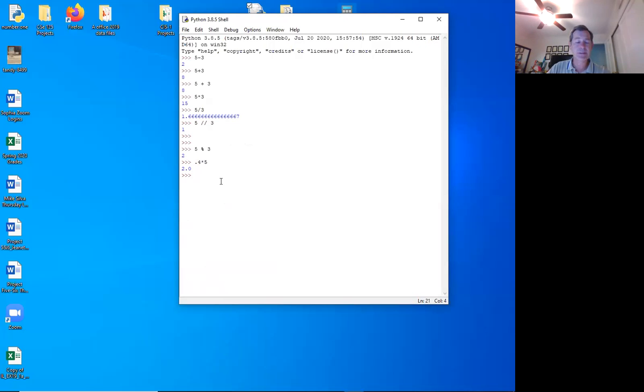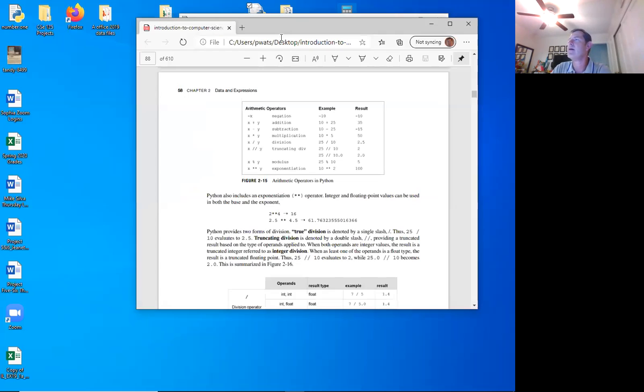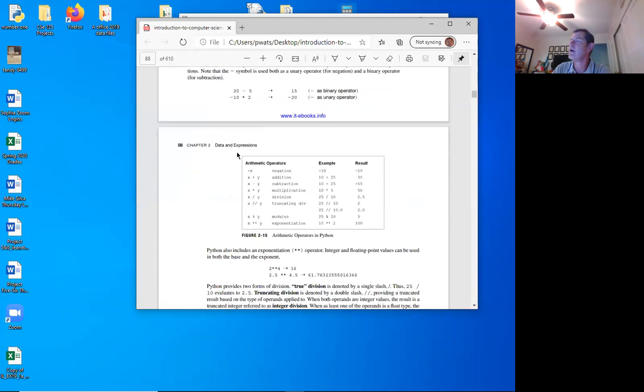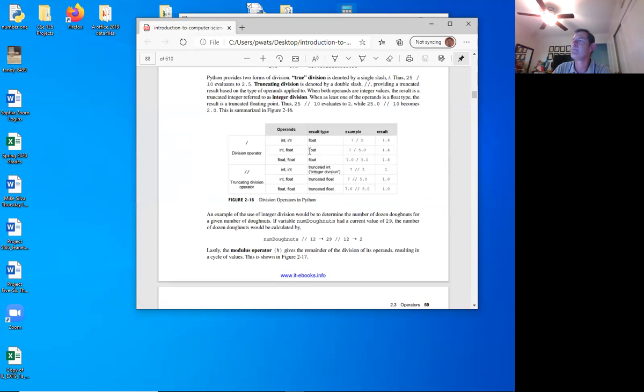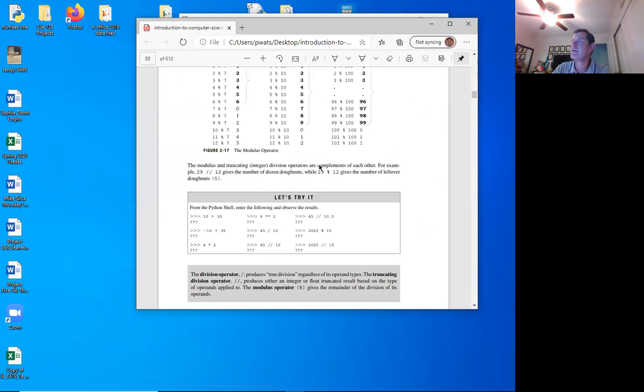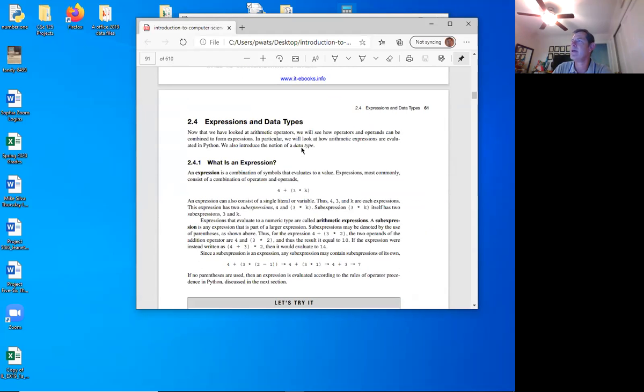We also have exponents. If we want to write exponents, let's say 5 to the second power, we do 2 multiplication signs. So it's 2 of those. And then if I want to do it to the second power, that's 5 times 5, that should be 25, and it is. Okay, so that's how we write that. And there's a whole section on operators, page 58, I think, and it tells you exactly what they are. Truncated float, and then we have that. And then we move down.